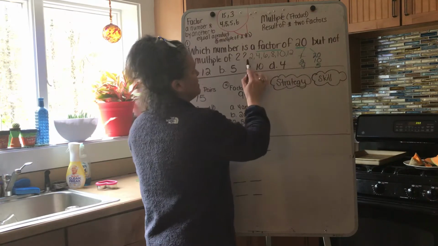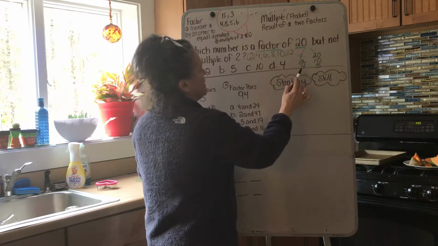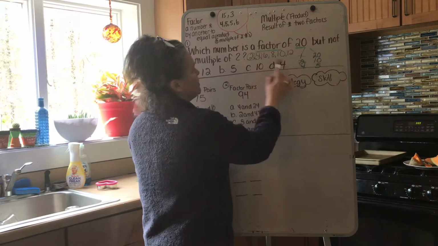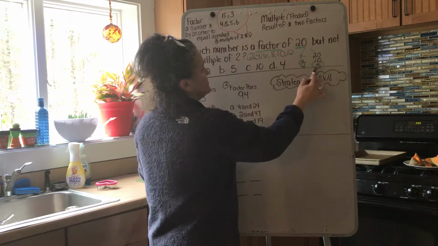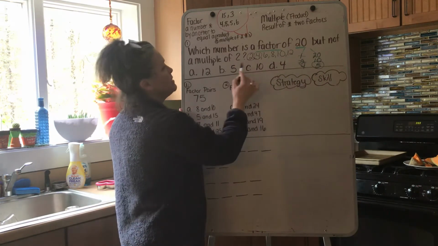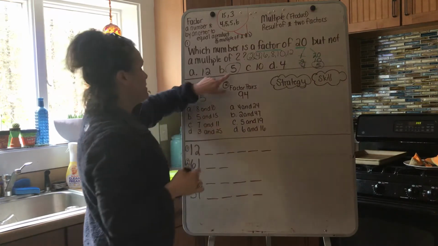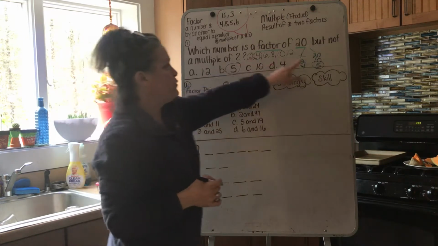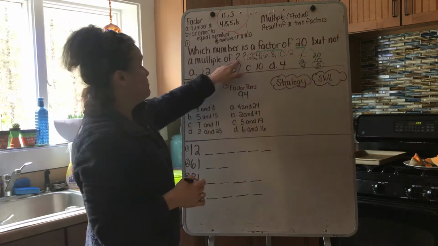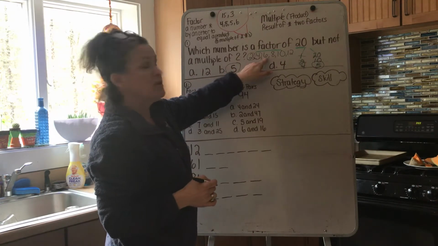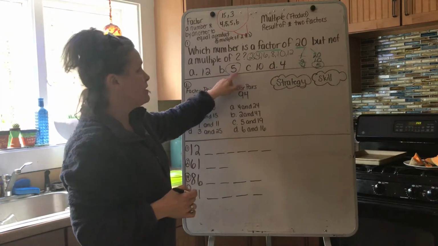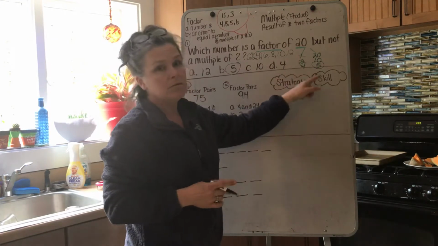We can't do 2 because that's a multiple. We can't do 4 because that is a multiple. Can we do 5? Yes. Is 5 one of our options? Yes. So let's just double check. Is 5 a factor of 20? Yes, it is. Is it a multiple of 2? 2, 4, 6? No. So that is our correct answer. So by doing the work out, I can get to that answer.